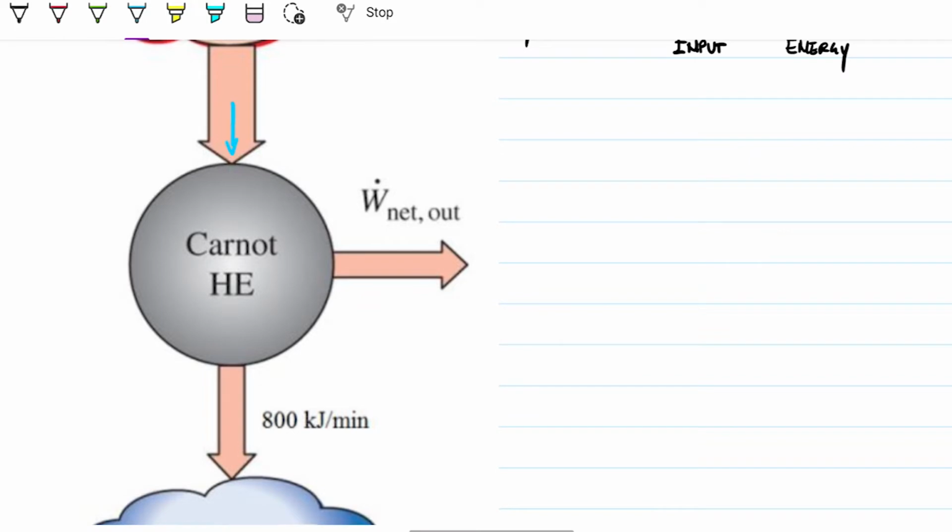We have some energy coming in, and some energy going out, and this energy is in the form of heat. It's being rejected, and we also have this work being outputted, the net work out. If you do a very simple energy balance here, thinking about the first law, we can't really create or destroy energy, so these all need to be in balance.